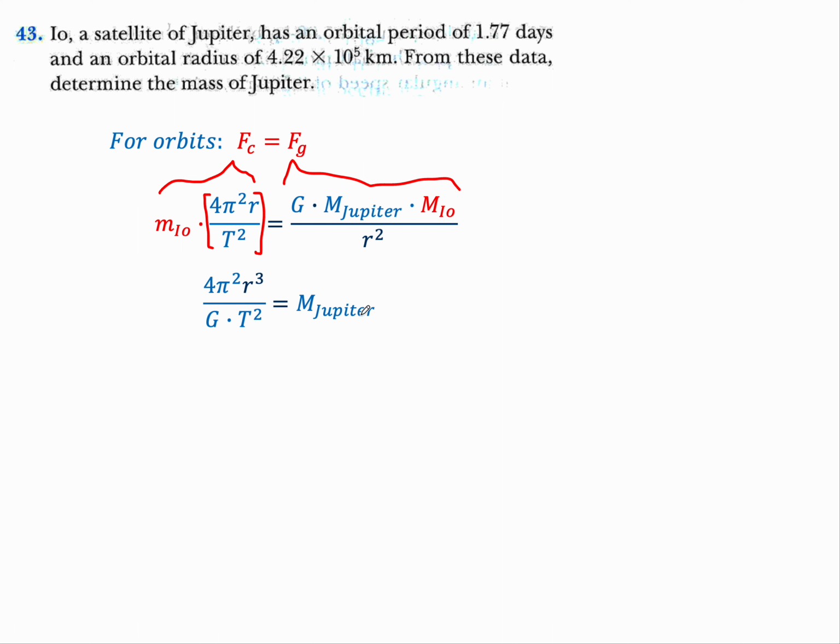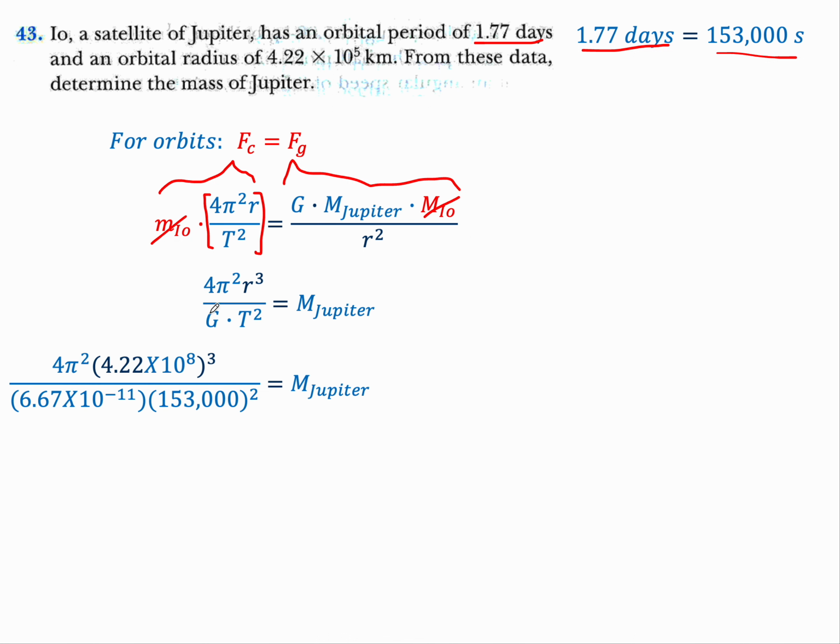And rearranging the equation to solve for the mass of Jupiter, multiplying both sides by r squared, you'll move over there, dividing both sides by G, it ends up in the denominator. And now I can very quickly and easily solve this by plugging in the numbers. One little quick note here, I've got to convert days into seconds. 1.77 days is going to be this many seconds, realizing that there's 86,400 seconds in a standard Earth day.